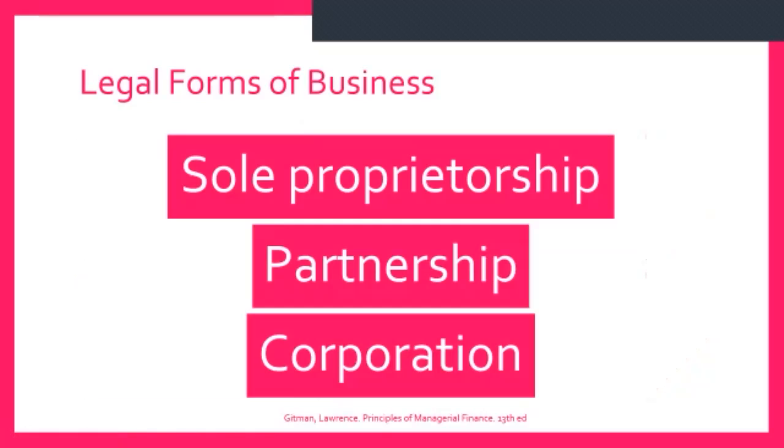Now, we have legal forms of a business. You have three legal forms. Legal means registration of your business as a sole proprietor, a partnership, or a corporation. If you go back to your introduction to business, you would remember these forms of business. It's not just having a business, but registering a business and becoming compliant, either as a sole trader, a partnership, or a corporation.